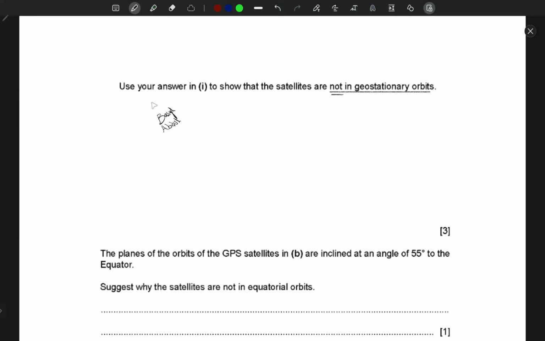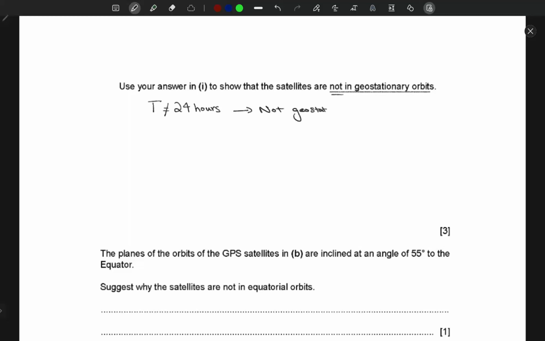If the speed of the satellite is not equal to the speed of Earth revolving. You're saying then it would not be a geostationary orbit. Yeah. So if the speed is not equal, or you could also think in terms of the time period, right? So if the time period is not 24 hours, then it is not geostationary.